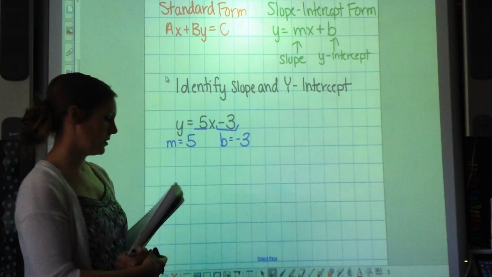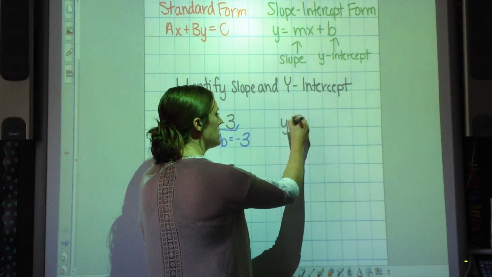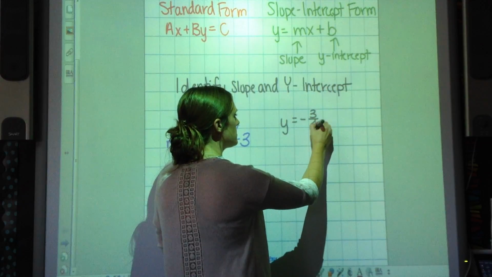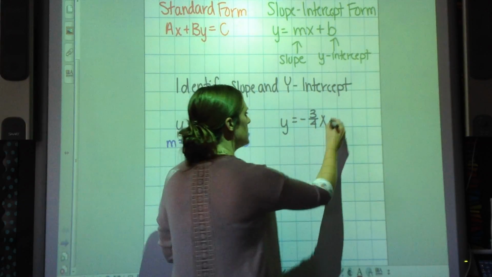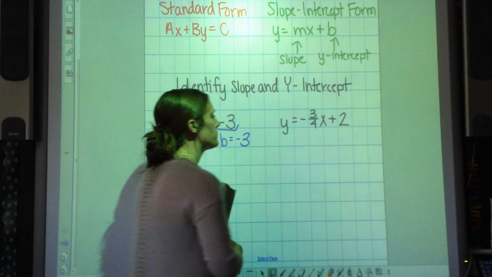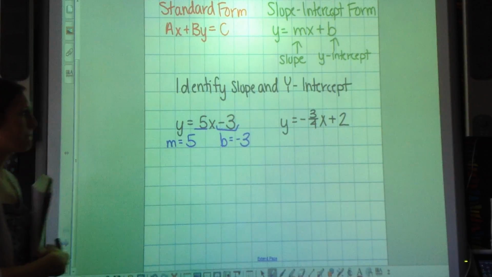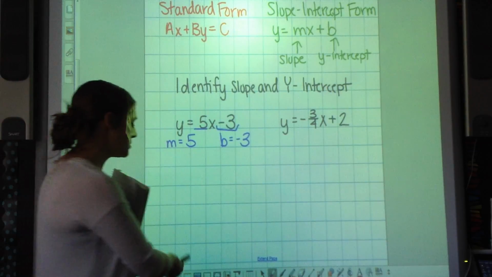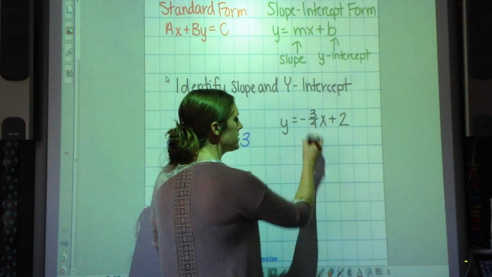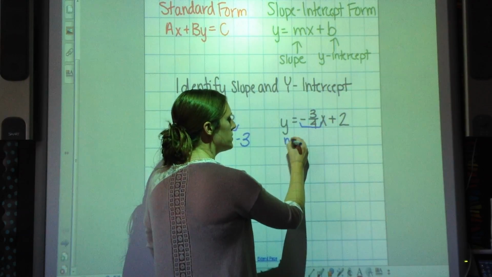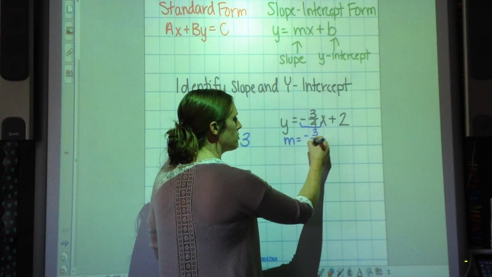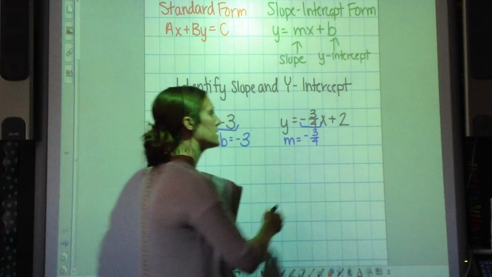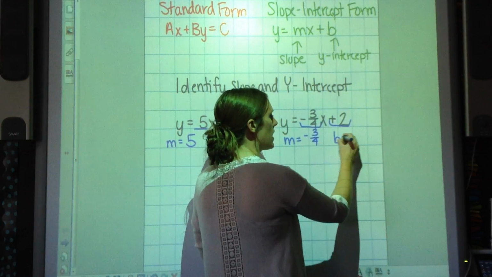Let's see here. Try y equals negative 3/4 x plus 2. Push pause, try that now. Okay, our slope is always connected to the x. So my slope here is the fraction negative 3/4. And our y-intercept is the number that's by itself, the constant.